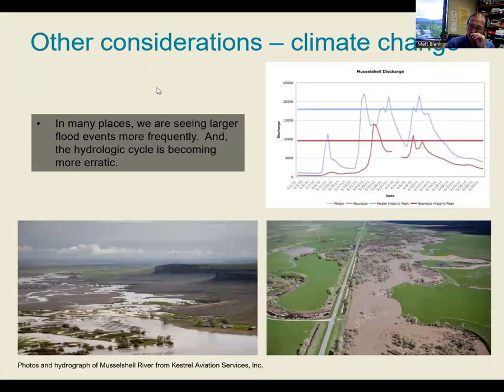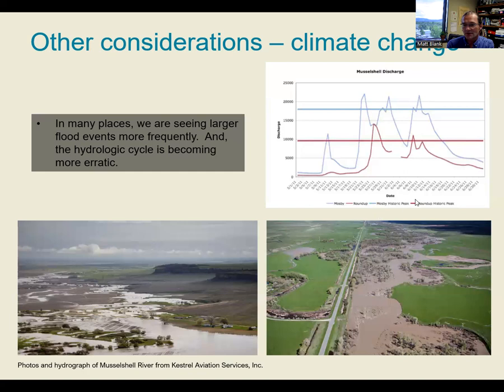So one of the big considerations as we move into the future is going to be accommodating larger flow events that are occurring more frequently in many parts of the world. In addition to that, the hydrologic cycle has become more erratic. Part of why we're seeing larger flows in some cases is because as the air warms, warmer air holds more moisture than cold air does. Basically, a degree of air temperature increase allows the air to hold 7% more water. And with more water in the atmosphere or in the air, then there's more water available to come down and rain and snow and hit the landscape and create these high flows.